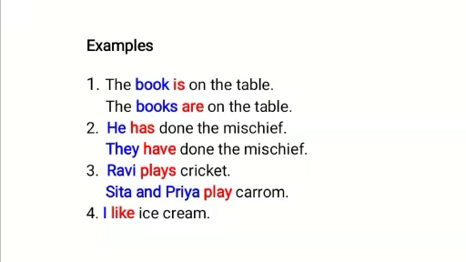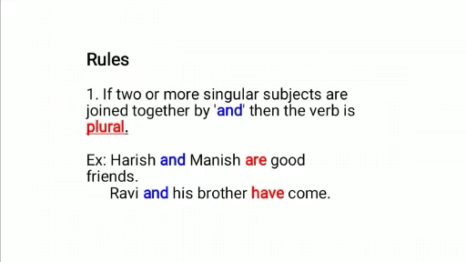Now this is, as I told you, the general rule of subject verb agreement. There are a few more rules that you should know in order to make a sentence grammatically correct. Let us begin. Number 1. If two or more singular subjects are joined together by and, then the verb is plural. Here two subjects which are singular are joined together by the conjunction and, they become a plural subject, so we use a plural verb for it.